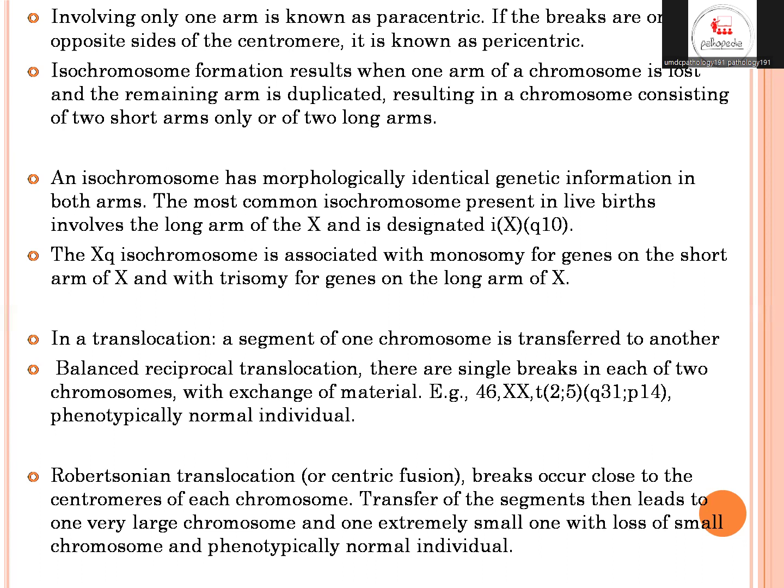What is Robertsonian translocation? It develops when breaks occur close to the centromeres of each chromosome. Transfer of the segments then leads to one very large chromosome and one extremely small one, with loss of the small chromosome and a phenotypically normal individual.